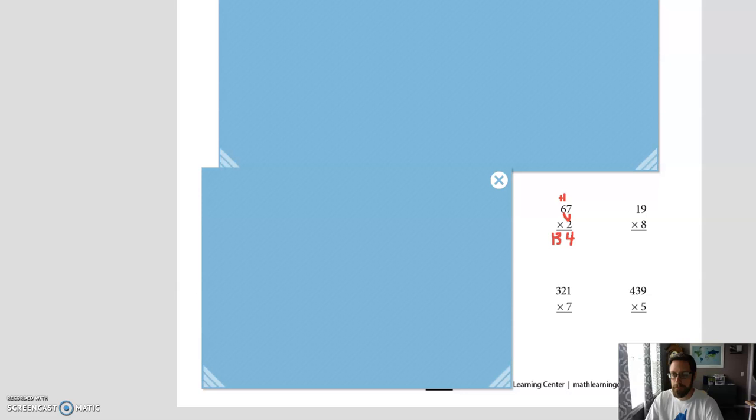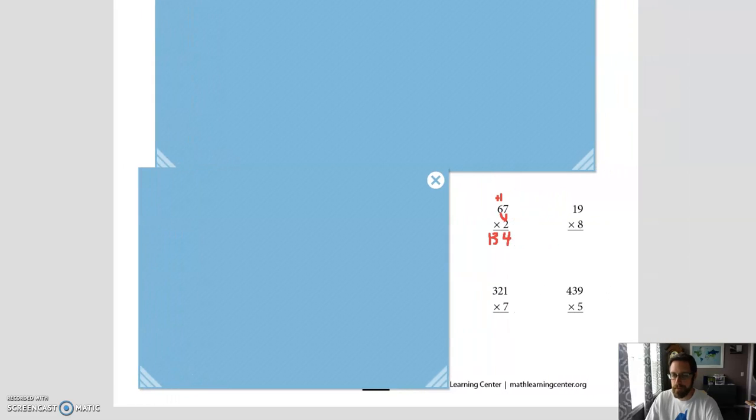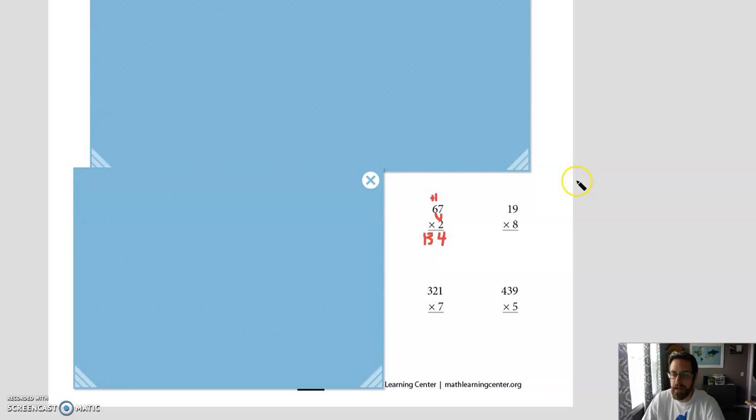Let's do 19 times 8. And for this one, let's start with the area model. I would have 10 plus 9, multiplying by 8. Okay, so now let's see. When I do 8 times 9, well, 8 times 9 is 72. So I'm going to put my 2 here, and I'm going to add 7. So I put my 72 in, my 8 times 9 is 72.